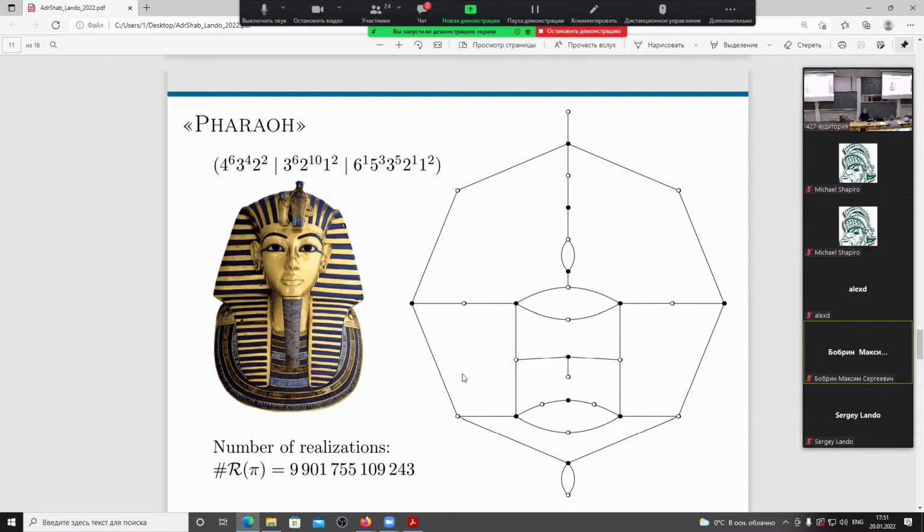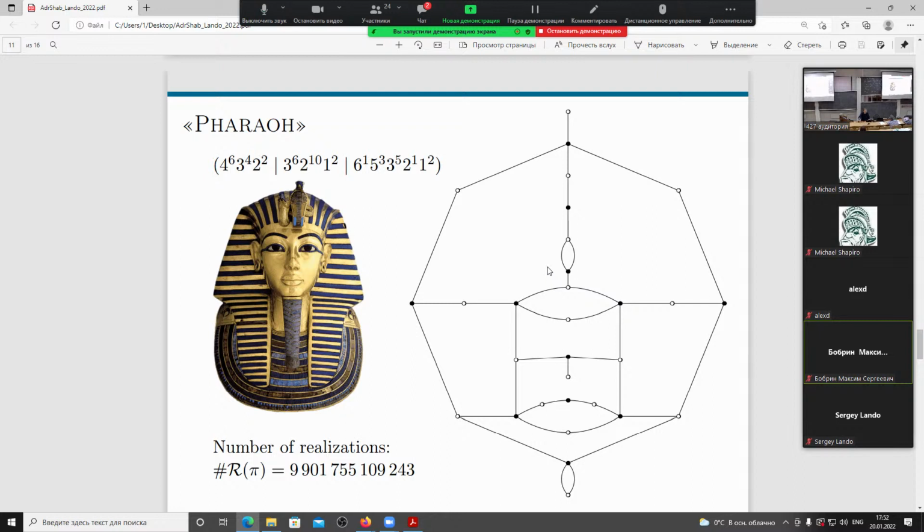It's possible to calculate with a computer, using character tables of the symmetric group, the number of realizations of this passport. So here's the answer. It's more than 9 trillion dessins with this passport, and this one is separated from them, and as a consequence, the Belyi function is defined over rational numbers.